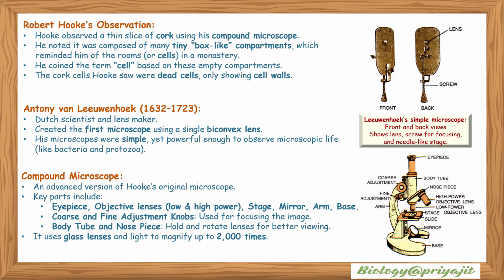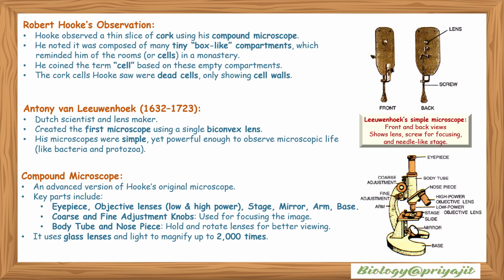Robert Hooke's observation: Hooke observed a thin slice of cork under his microscope. He noted it was composed of many tiny box-like compartments, which reminded him of the rooms or chambers or cells in a monastery. He coined the term cell based on these empty compartments. The cork cells Hooke saw were dead cells, only showing cell walls.